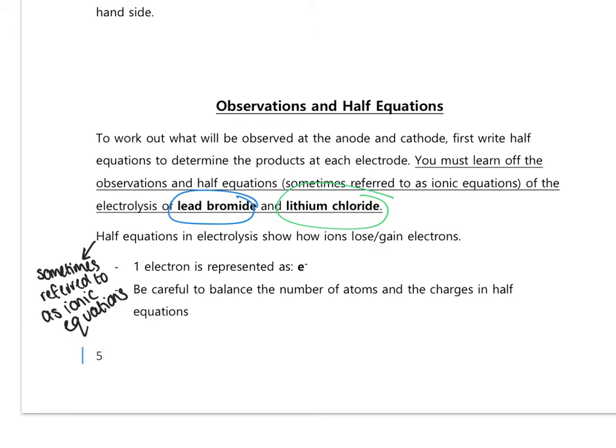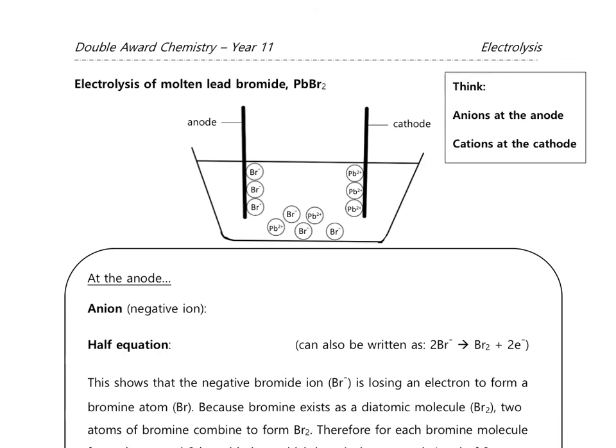Half equations is a more accurate description of these equations, because a half equation shows us how an atom or an ion gains or loses electrons. It shows that kind of movement of electrons, and we'll see that with these examples of lead bromide and lithium chloride.